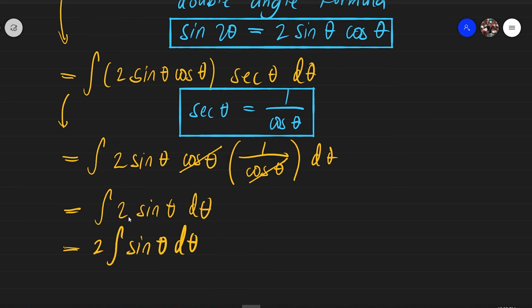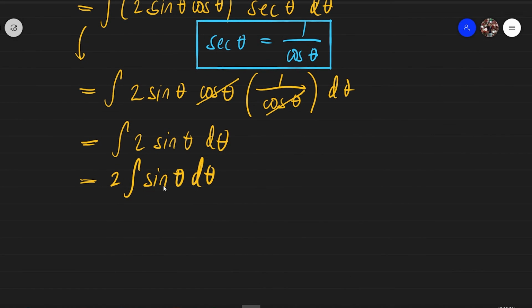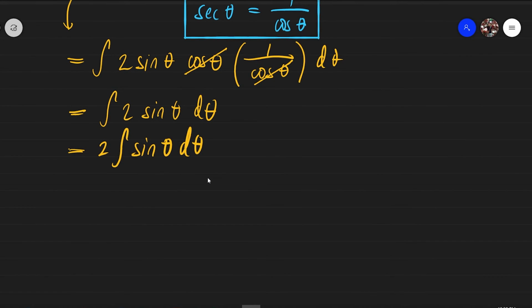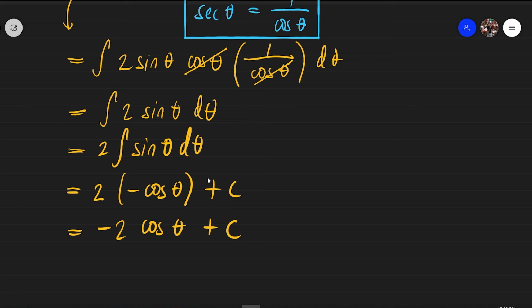Now, you have a formula for the integral of sine theta, right? So you can directly apply that formula. This is equal to, of course, you have to copy 2, the integral of sine theta d theta, which is simply negative cosine theta, plus of course the arbitrary constant c. So simplifying this will be negative 2 cosine theta plus c. So this will be our final answer.